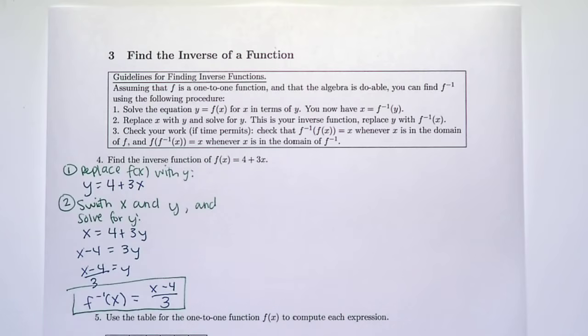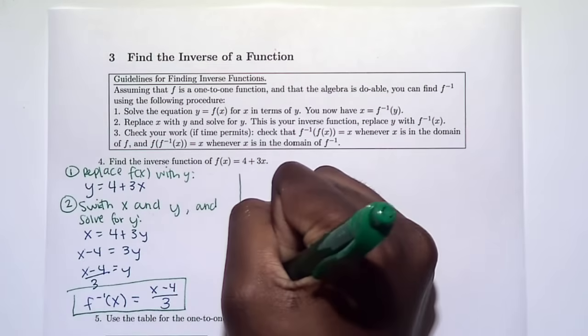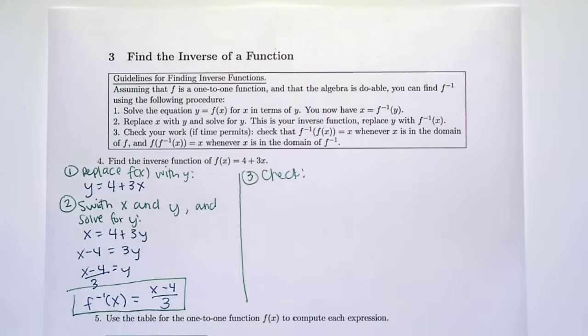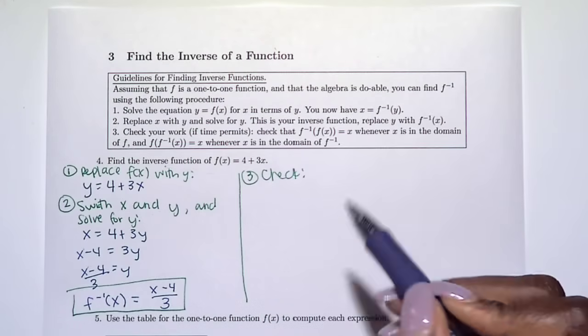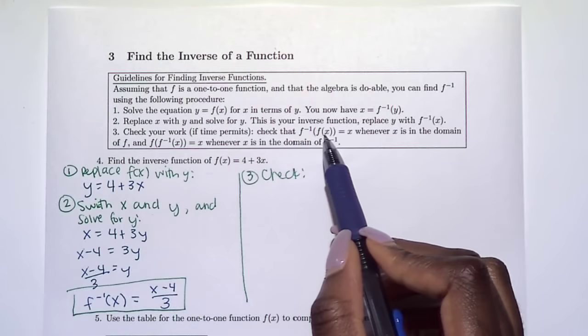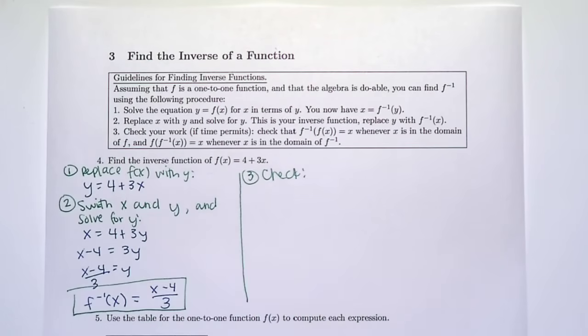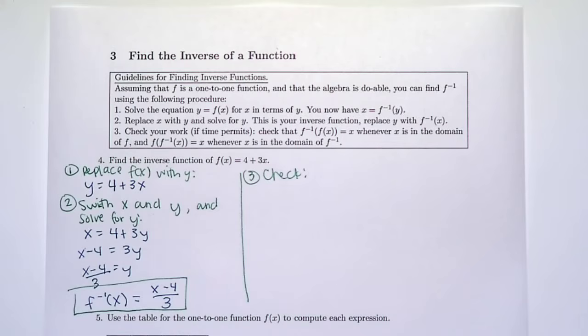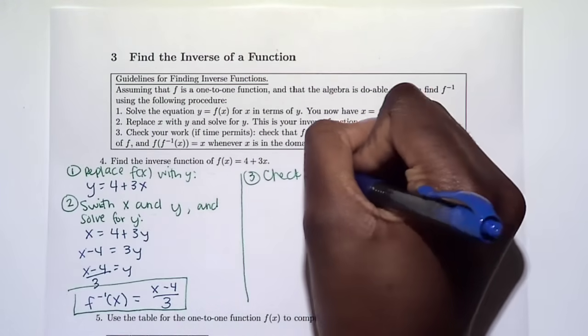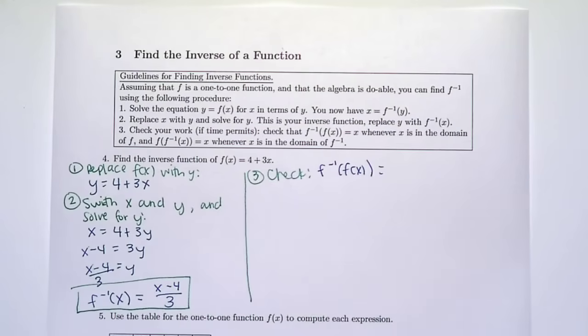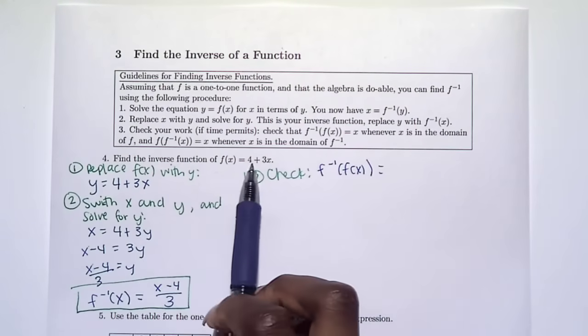And how do we know that we did this correctly? Well, we can check our answers by composing. So we can find f inverse of f of x and also find f of f inverse of x, and we should have x as our final answer. So let's do first f inverse of f of x. So we're putting f of x on the inside.